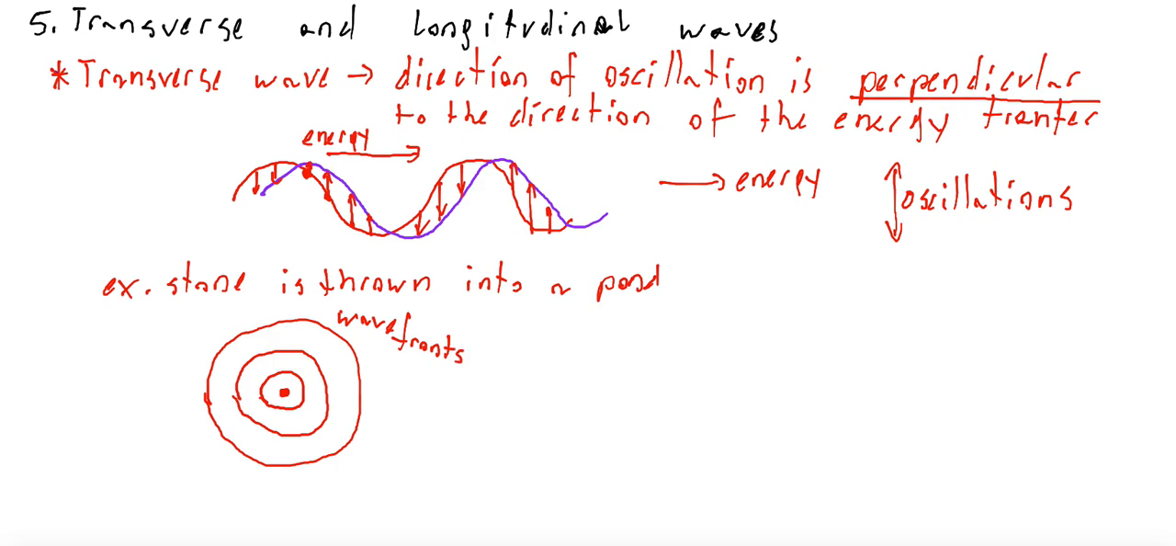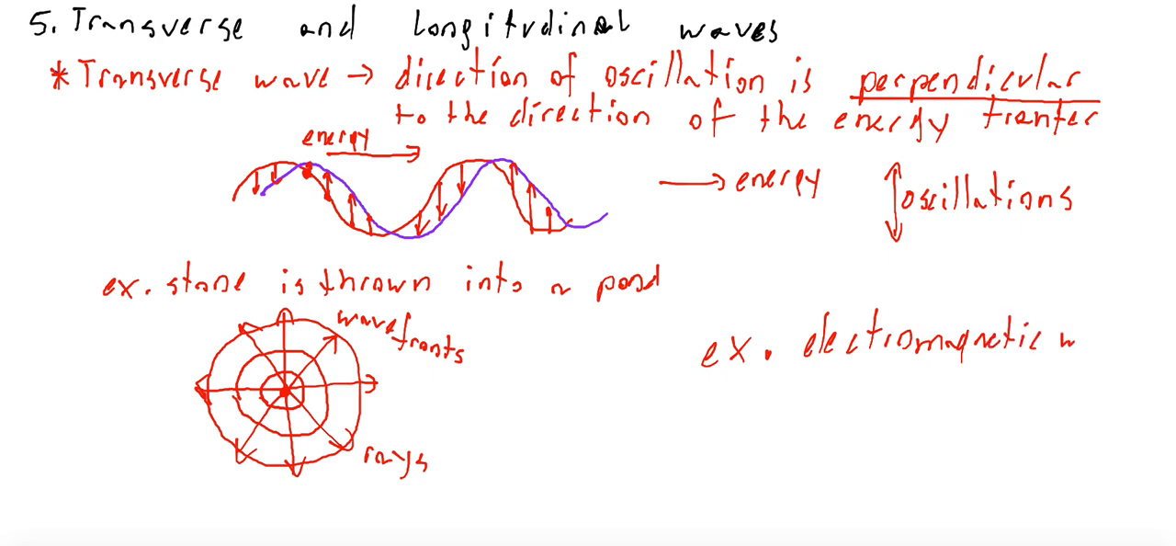And energy is transferred also in all directions. So these arrows represent rays. Wavefronts are the circles, arrows are rays. So this is an example of a transverse wave, a stone thrown into a pond. Another example of a transverse wave is an electromagnetic wave. Light is an electromagnetic wave. It's also a transverse wave. So please copy this and stop the video. Copy this one. You will be ready.